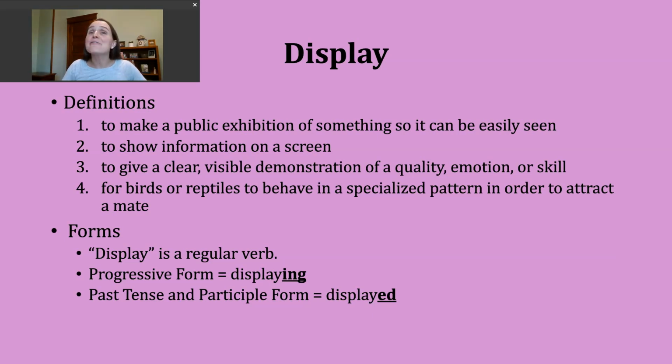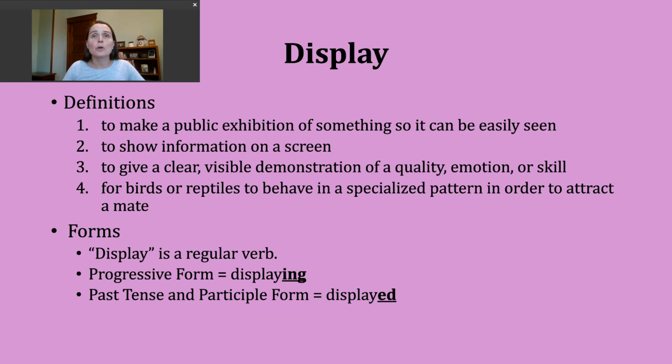You should know that the verb display is a regular verb. To make the progressive form of this verb, all you need to do is add ing to form displaying. The past tense and participle forms of this verb can be made by adding ed.